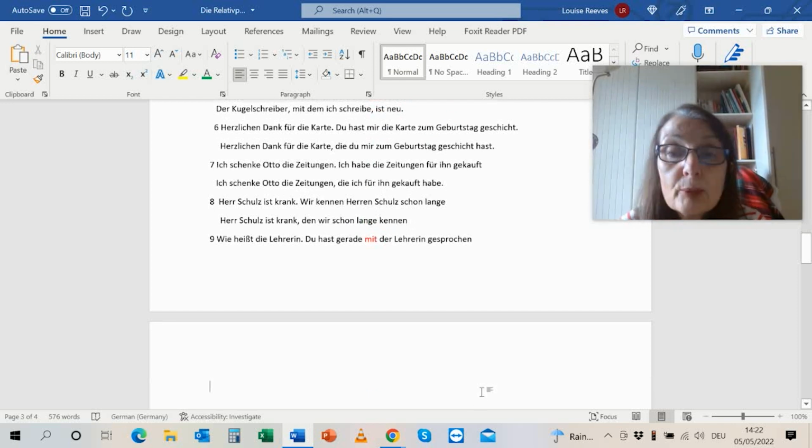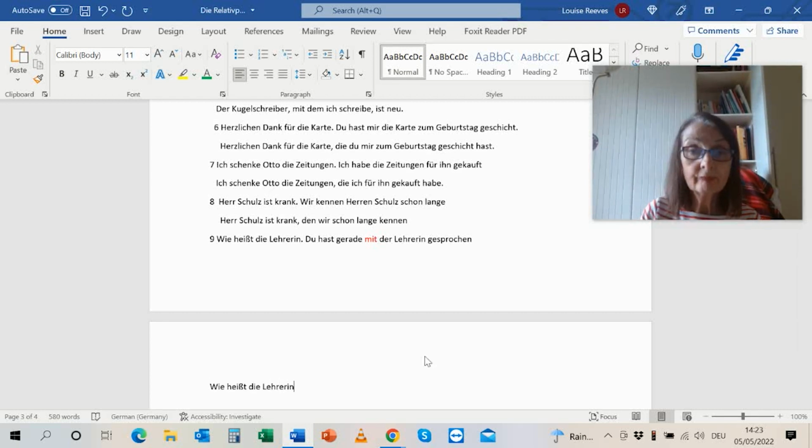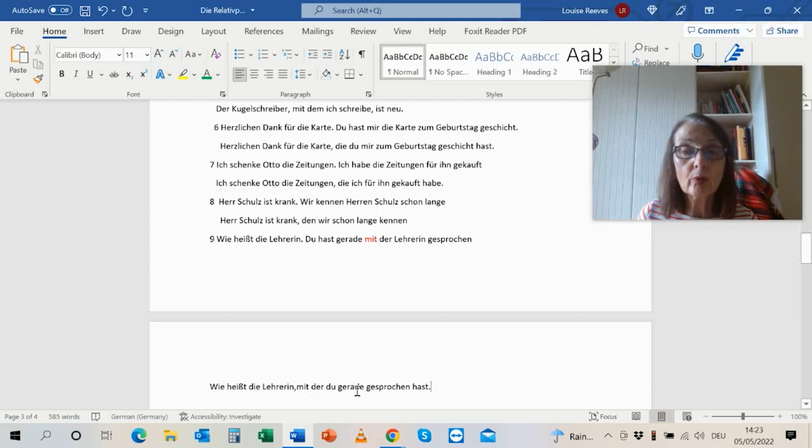Du hast gerade mit der Lehrerin gesprochen. Now I have my highlighted there. So we'll go, wie heißt die Lehrerin? Comma, that's my first check. Mit der, I'm getting rid of the word Lehrerin because I don't want to have that twice. Mit der du gerade gesprochen hast. Verb at the end, yes. Comma, yes. My relative pronomen, yes.